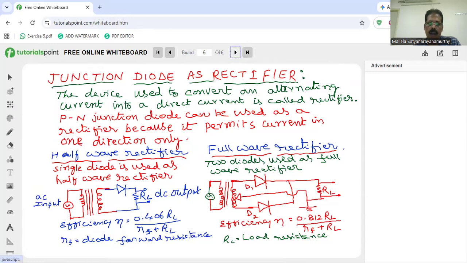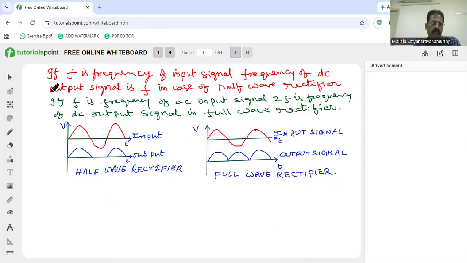RL is called the load resistance. If F is the frequency of the input signal, the frequency of the DC output signal is F in the case of a half wave rectifier. Many times this question was given. In the numericals, if it is 50, this is also 50. If F is the frequency of the AC input signal, 2F is the frequency of the DC output signal. Very important for the full wave rectifier: double the frequency.